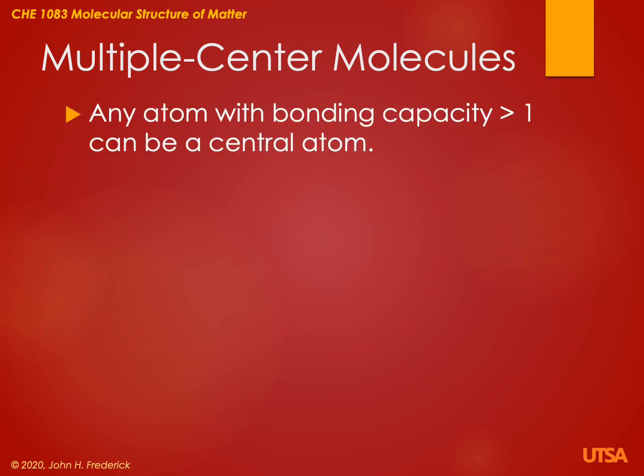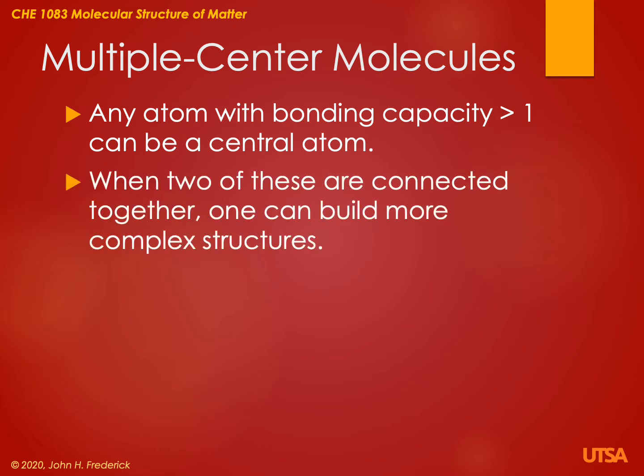Well, any atom with a bonding capacity that exceeds 1 could be a central atom, and we can see some examples of that already. If we have more than one of these atoms, so if we have 2 of them, for example, and they're connected together, then one can build more complex structures. So that's what we mean when we're talking about multiple center molecules, molecules that have more than one atom that can support multiple bonds.